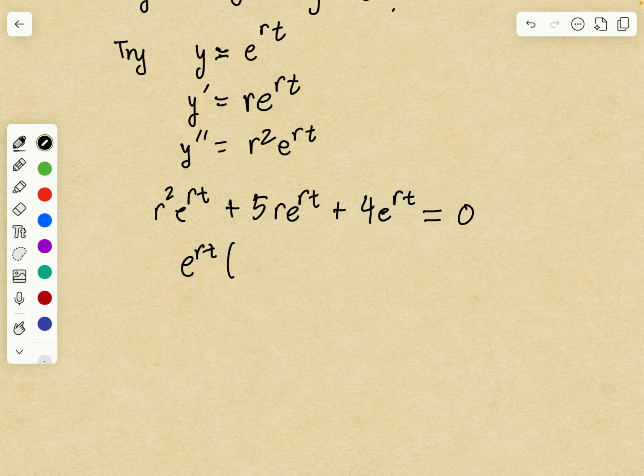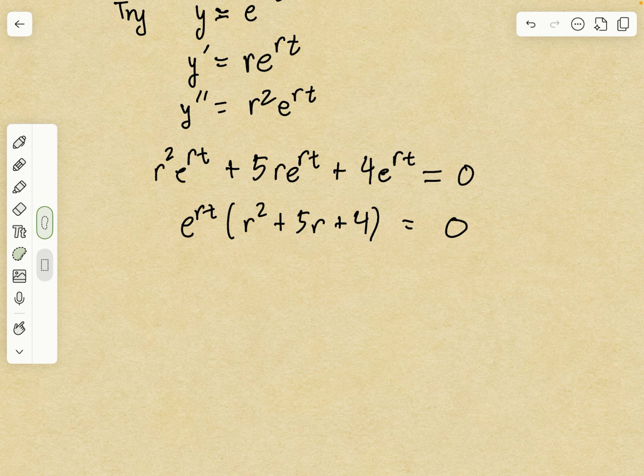Now I can factor out an e to the rt, and I get r squared plus 5r plus 4 times e to the rt equals 0. Now I have a product. This function times that function is the function 0. The factor r squared plus 5r plus 4 isn't even a function, it's just a constant, since r is a constant. So if a constant times e to the rt is 0, well, e to the rt is never going to be the 0 function, since it's an exponential function. So that constant must be 0. This implies that r squared plus 5r plus 4 must be 0.